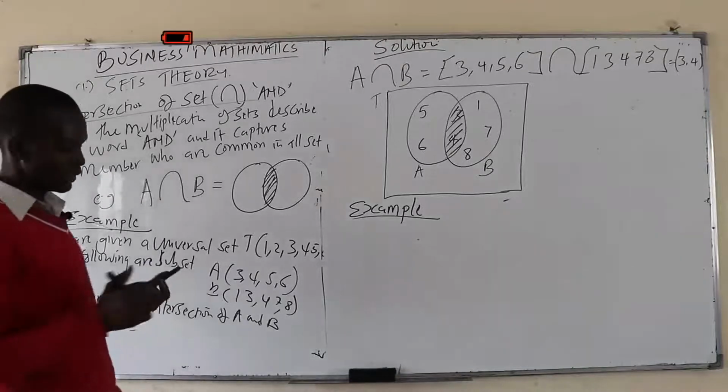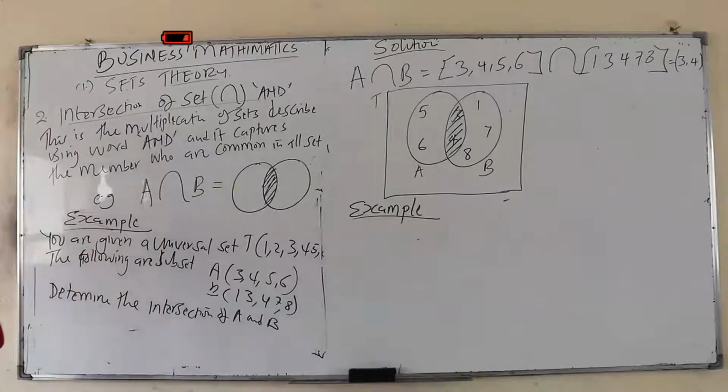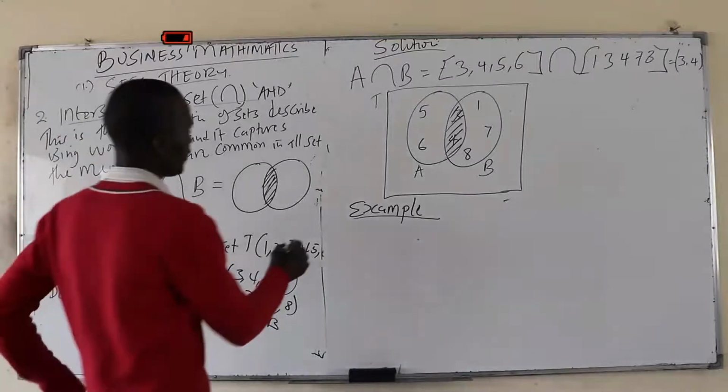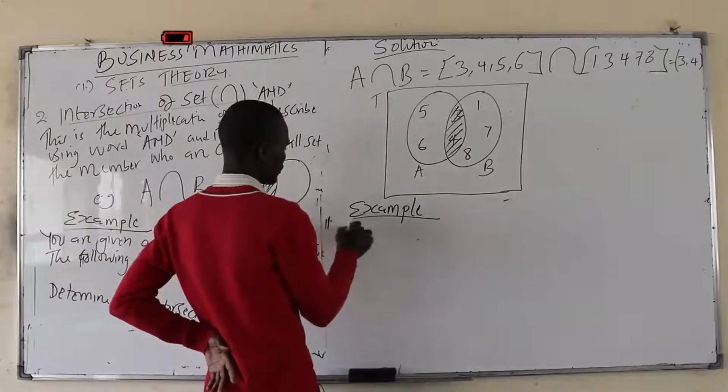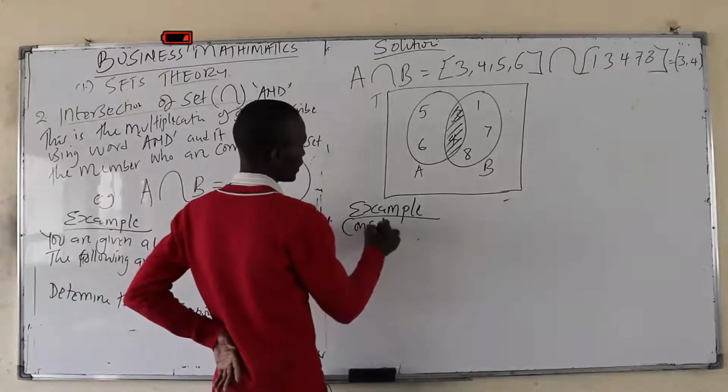But our main intention was to determine what intersects sets A and B. This is what intersects sets A and B. I hope you understand example 2.